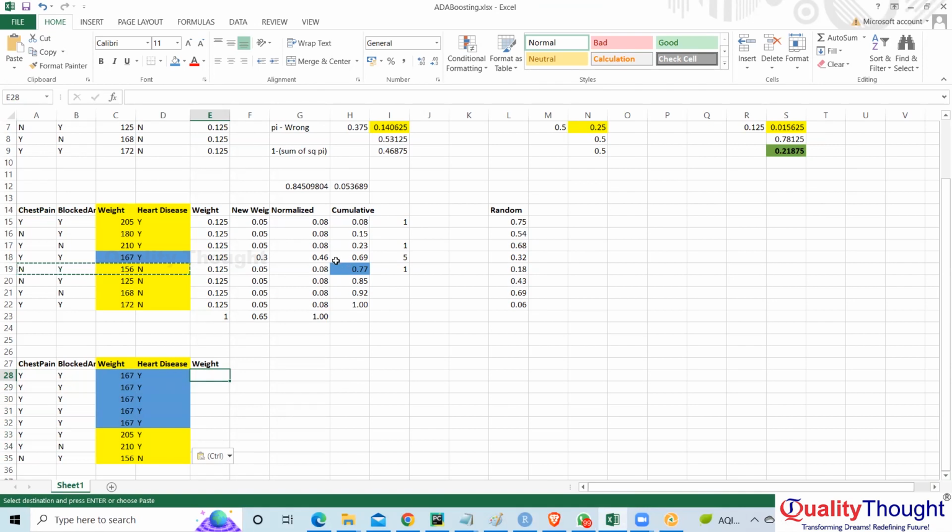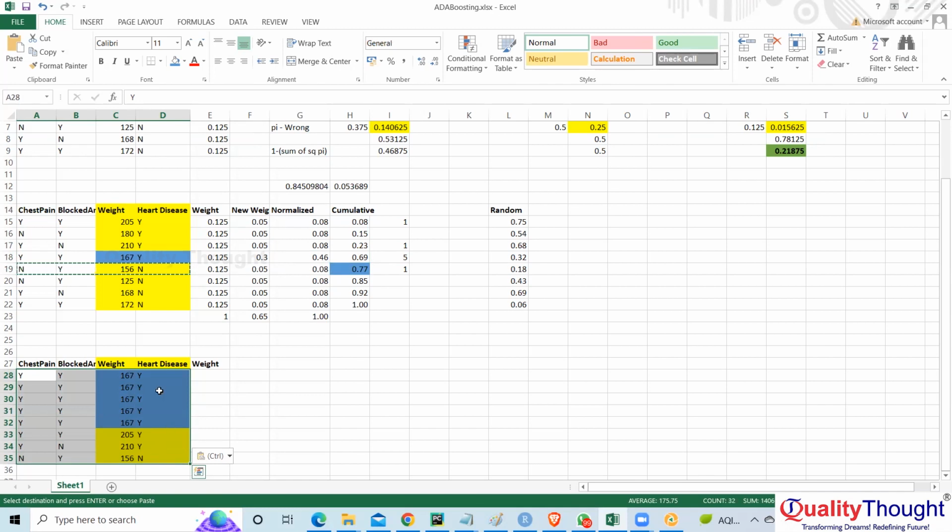But because this has more weight, this will definitely appear more than once. See, each of these has a gap of 0.08, 0.08, 0.08, but this has more gap, isn't it? So you will be selecting this more times. Whether you select it 4 times or 5 times or 6 times doesn't matter, right? You want to have more focus on this, want to spend more time on this. That's why you will end up getting this data set.